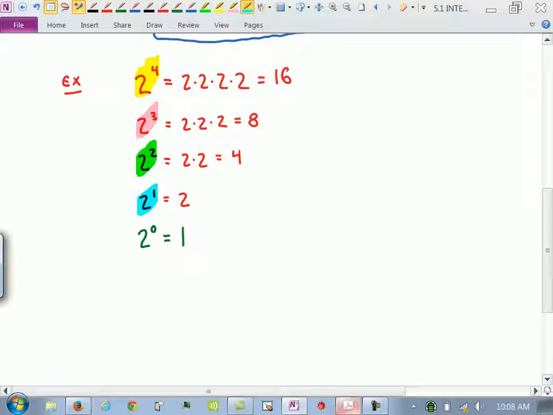So if I go now from the first to the 0 power, you take 2, divide it by 2, and you get 1, don't you? Doesn't that make sense? It follows that pattern. If it follows that pattern, then what would this be? 2 to the negative 1.